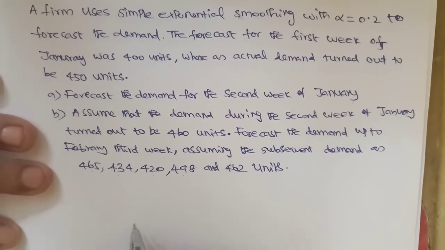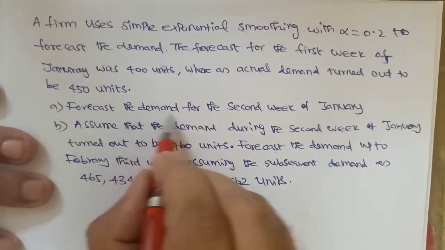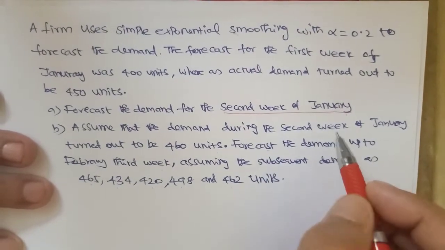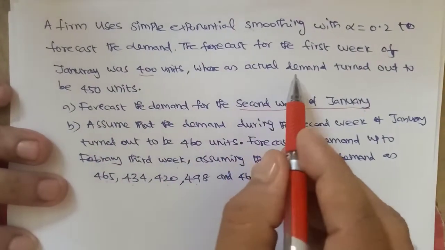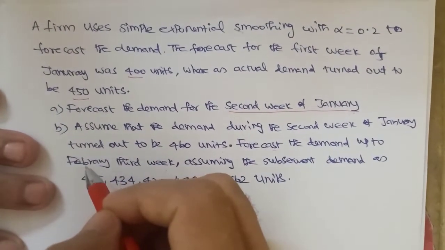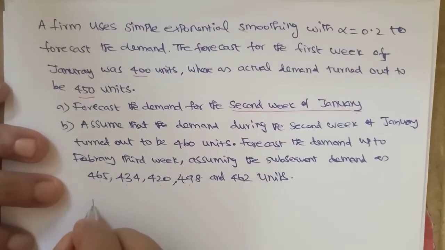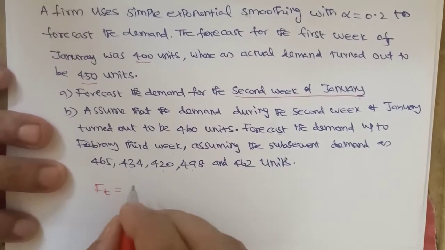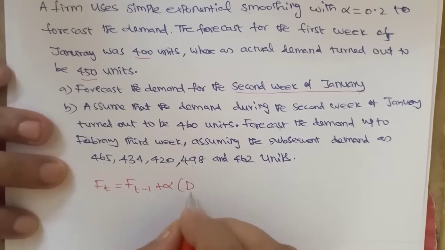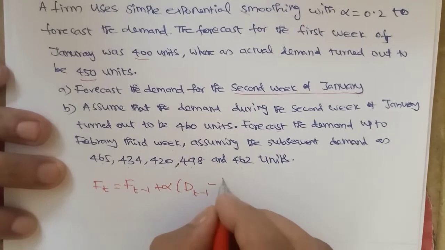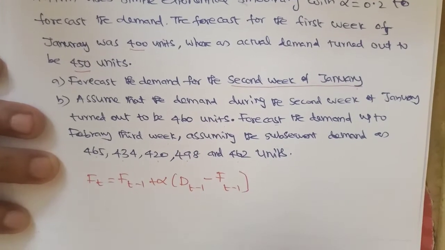So first we need to understand the problem carefully. The first step asks for the demand forecast for the second week of January. For that, they give the first week of January forecast of 400 and the actual demand of 450. So what is the equation for exponential smoothing demand forecasting? Ft equals Ft minus 1 plus alpha times (dt minus 1 minus Ft minus 1). This is the equation; we already discussed it in the theory.